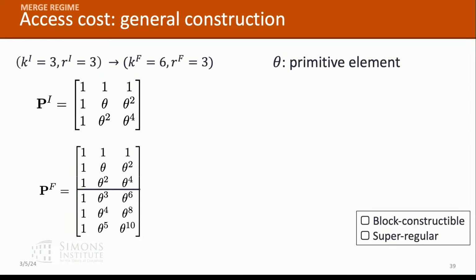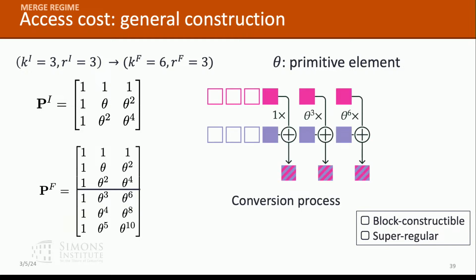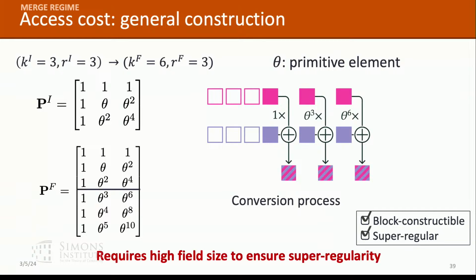As you can see here, PI is the initial code's generator matrix parity part, and PF is the final code's generator matrix parity part. This part is just the scaled version of this part, and that's how you can construct the final parity matrix using that. On the right here, you have the two properties that we need. You need block reconstructibility, and that happens because of that. And then superregularity is where the higher field size requirement comes in.